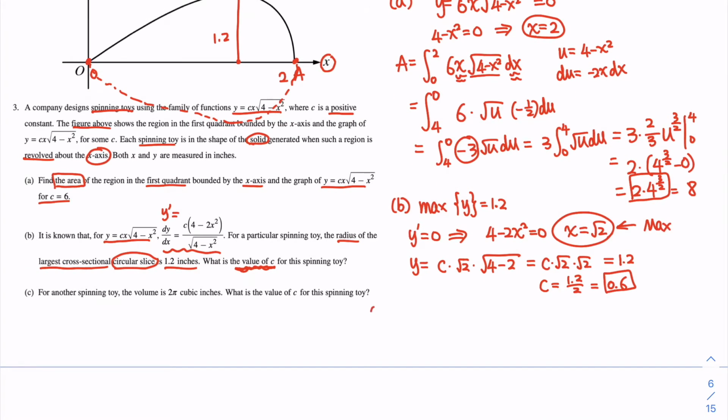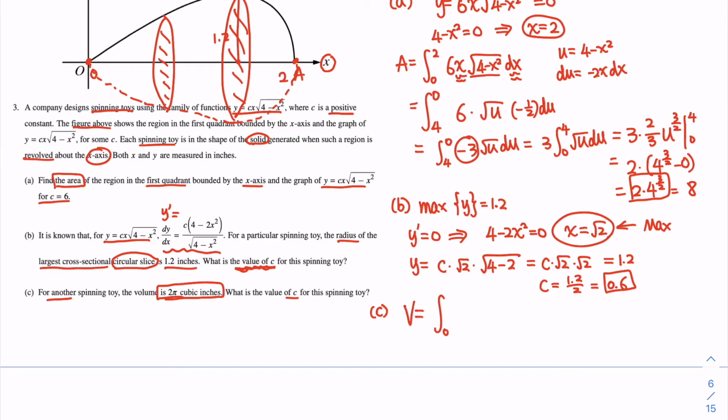So let's look at part C. For another spinning toy, the volume is 2 pi cubic inches. What's the value of C? This is revolving about the x-axis, and we can see the cross-section is a circle. So the volume equals integration from 0 to 2 of base area times dx. Base area in this case is pi r squared, and r is exactly our y value.